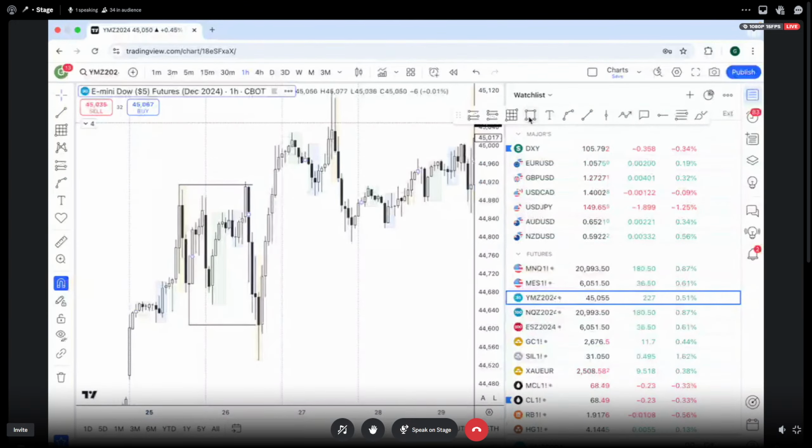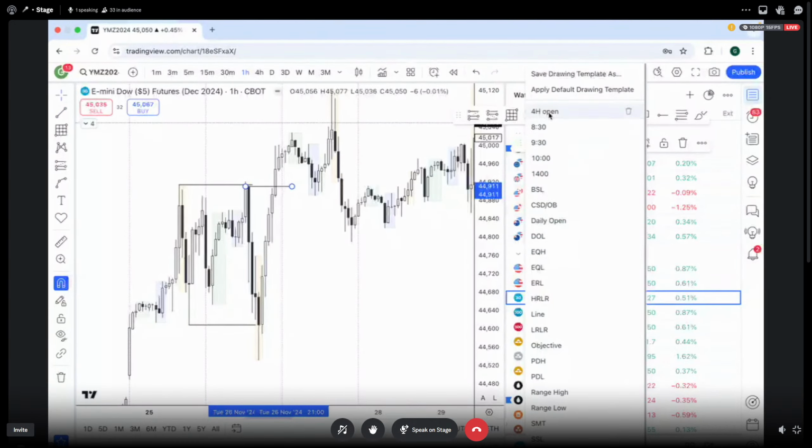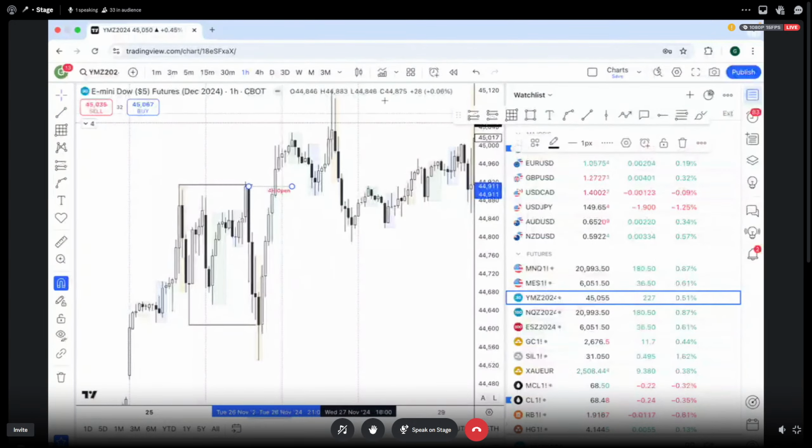And then again, I have this 6 a.m. open right here. Oh, sorry, it's right here. It's even better. But the previous 4-hour candle here.